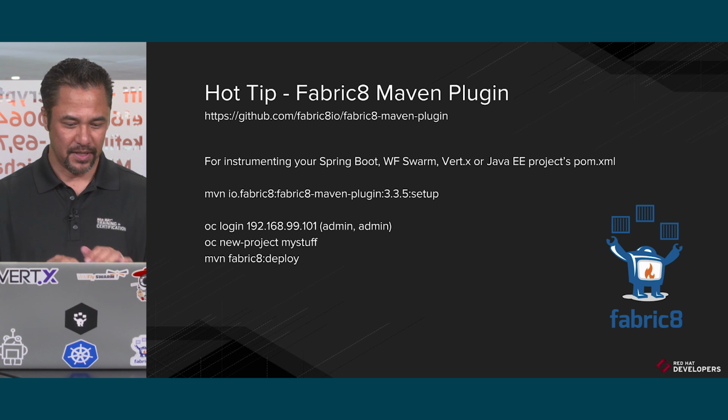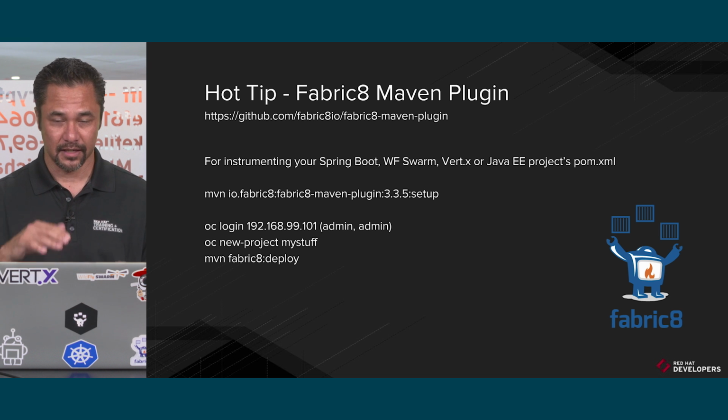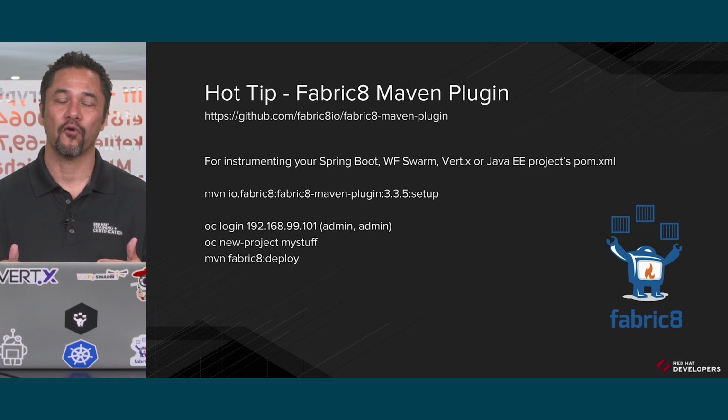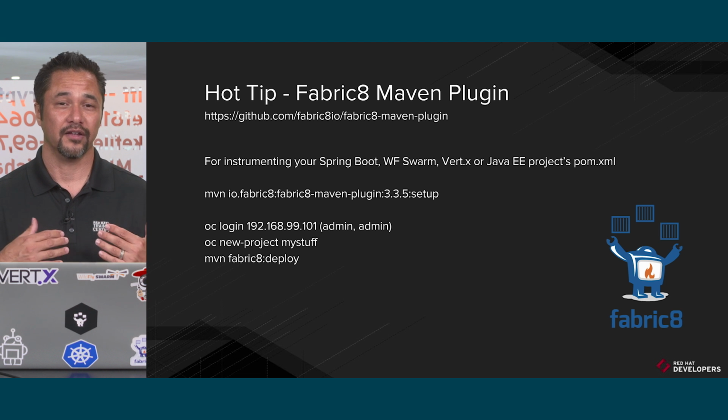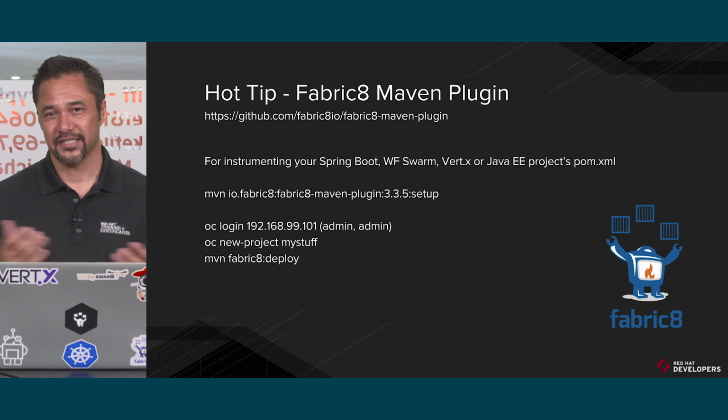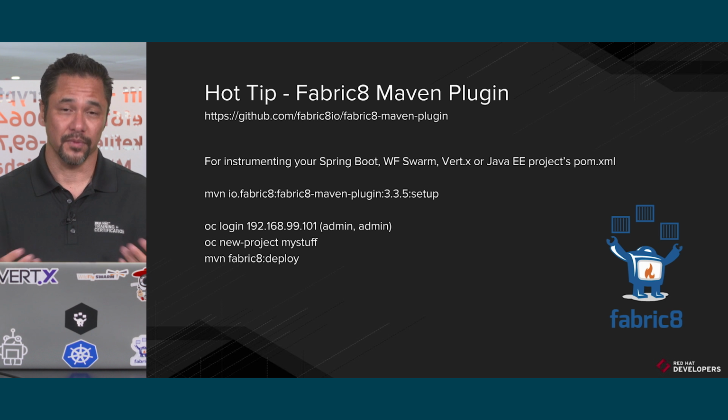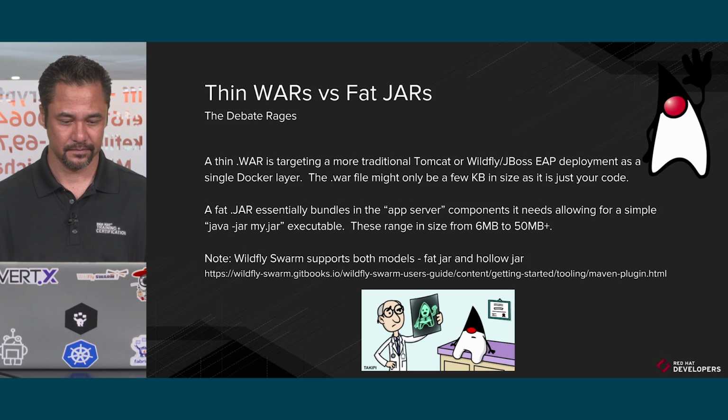You just basically type in, essentially, fabric8:setup. It'll update your POM XML, and from that point forward, you do fabric8:deploy, and you're now deploying into the backbone of an existing, let's say, Kubernetes-based cloud or OpenShift-based cloud.